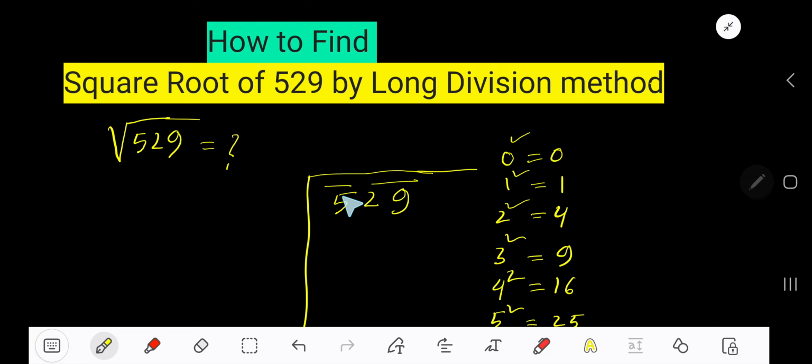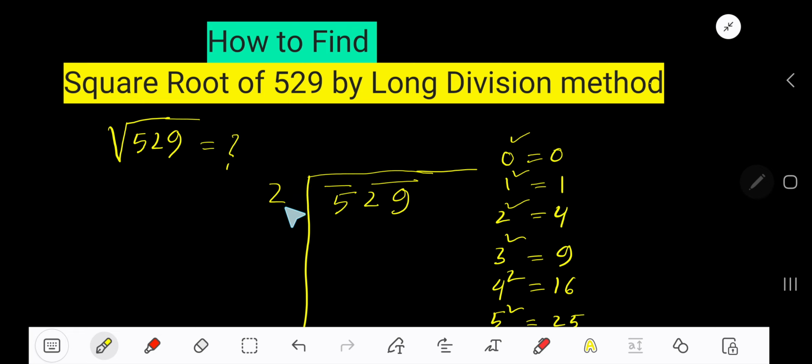Now target this first pair, that is 5. Consider here a number whose square will be equal to 5 or nearest to 5. If you place here 3, and 3 squared equals 9, which is greater than 5, so 3 is not correct. Place here 2, 2 squared equals 4, which is near to 5.